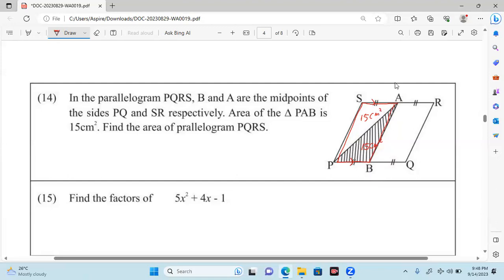And as they have given A and B are the midpoints of PQ and SR, AB is the line joining the midpoints. Then by the AB straight line, the area of this parallelogram PQRS is divided into two equal parts. Therefore, we have identified this side is 30 square centimeters. That means this side also 30 square centimeters. Therefore, the area of the parallelogram PQRS is 60 square centimeters. If you have got it, you are given 2 marks.